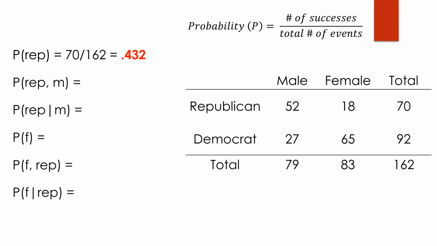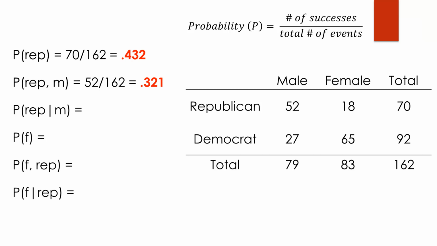What's the joint probability of being a Republican and male? Now, remember, I did not specify that they are independent from each other. So we're just going to take the combination number, 52 out of 162, and you get 0.321. Now, what if I had said, assume that being Republican and male are independent of each other? Then you would have had to take the total amount of males out of the total and the total amount of Republicans out of the total, and then multiply their probabilities together. But since that wasn't specified, you assume they're related and use the combination number.